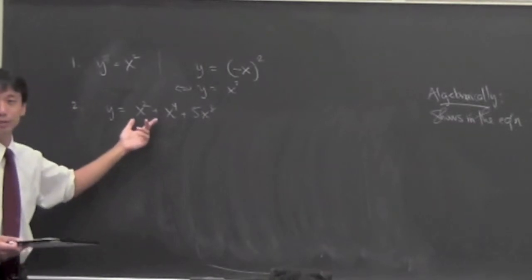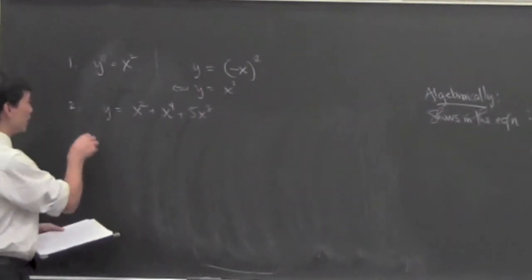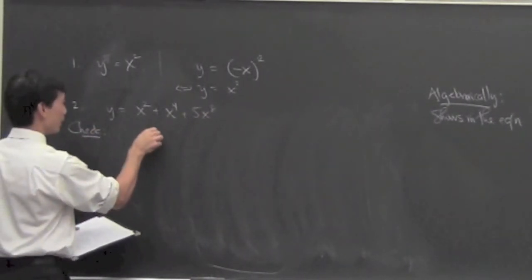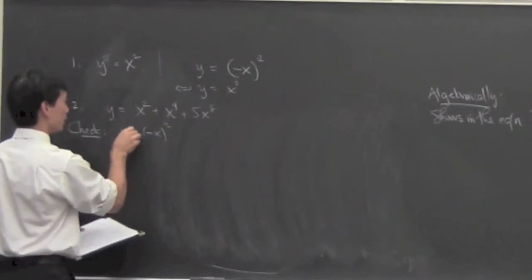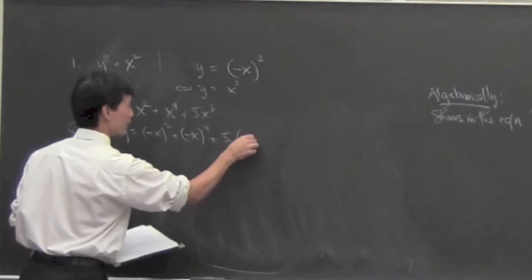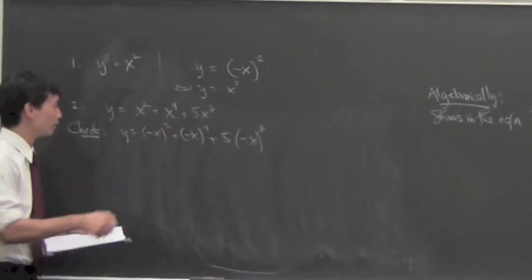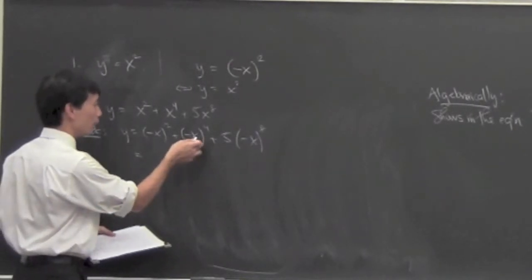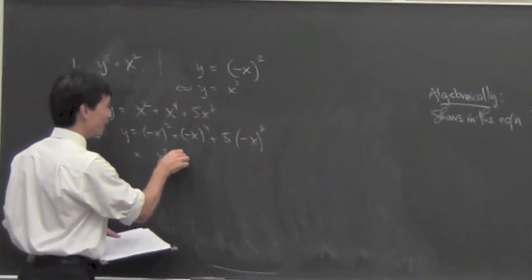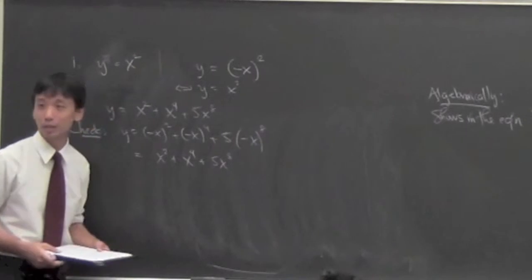Symmetry about the y-axis also, right? Because if I replace the x by negative x, check: negative x squared, negative x to the fourth, negative x to the eighth. But these are all even powers, and so when I take them to the eighth power, I get the same thing, right?